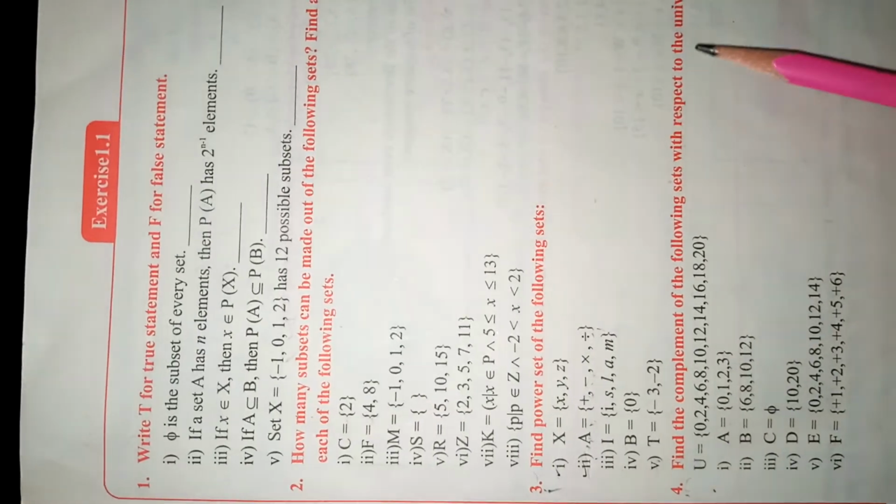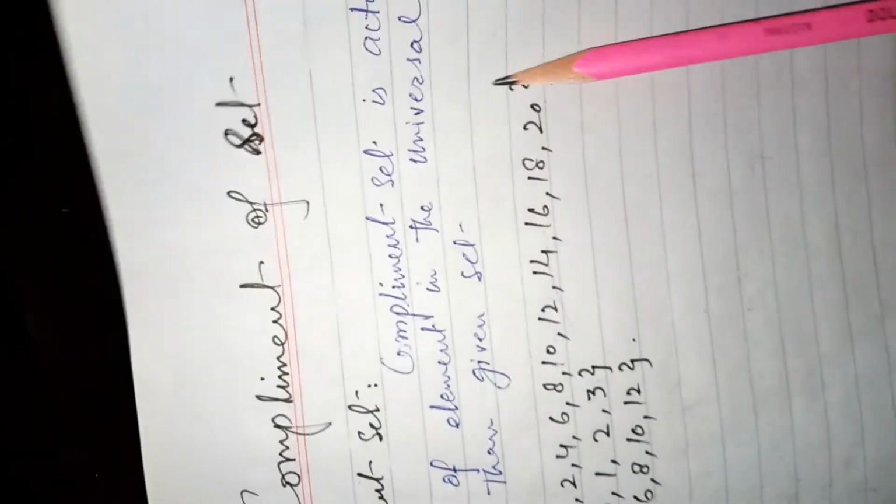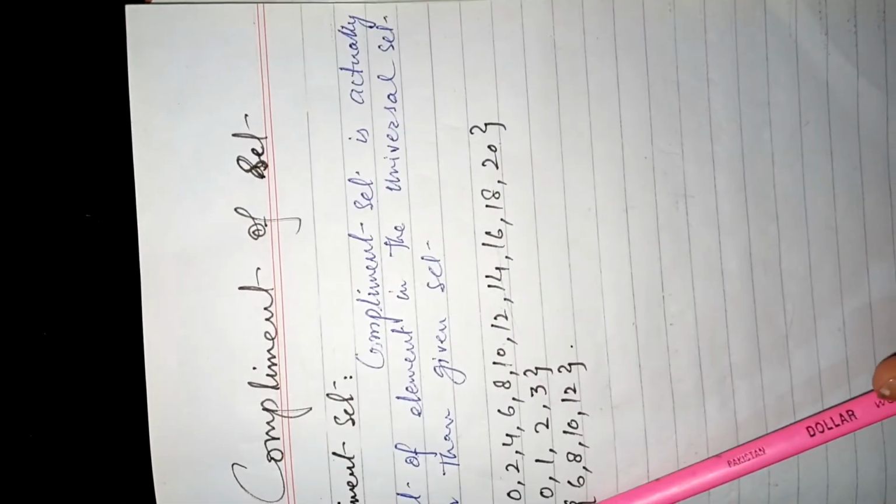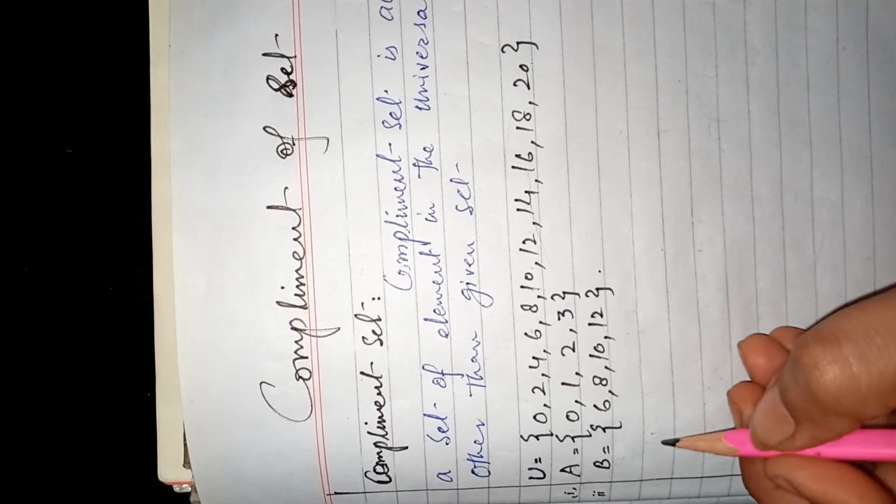Now we will solve question number 4. Find the complement of the following sets with respect to the universal set. Complement set is actually a set of elements in the universal set other than the given set. In this question we have the universal set, and question number 1 is A. So we have to find the complement of set A. The complement of a set will be represented as A dash.